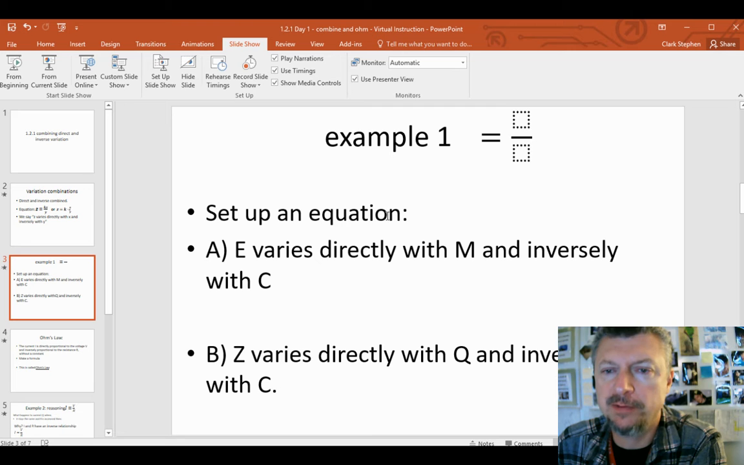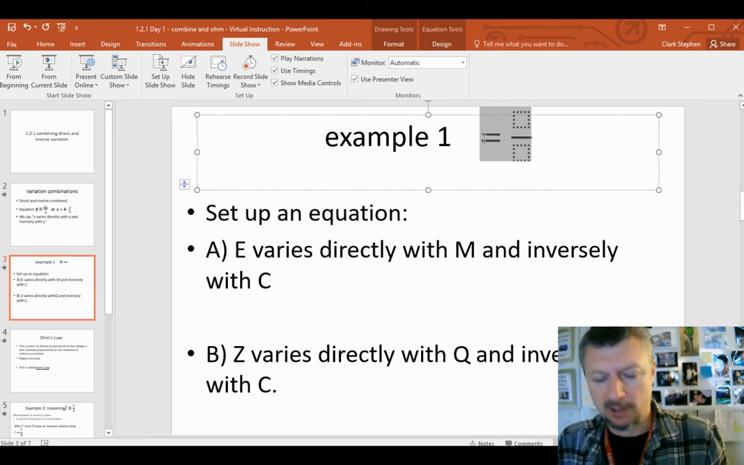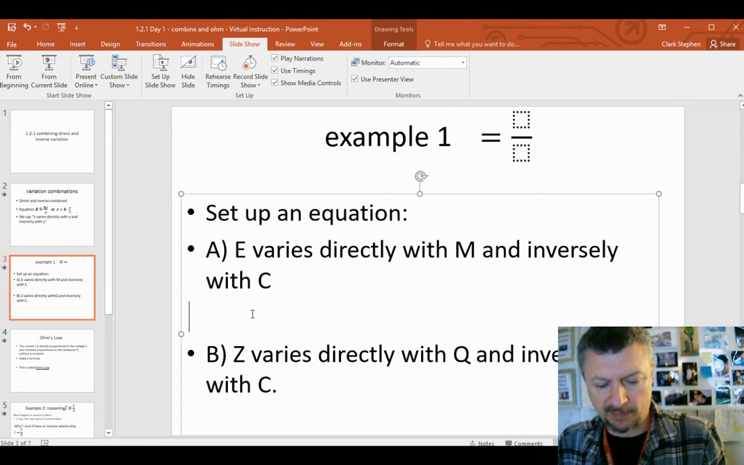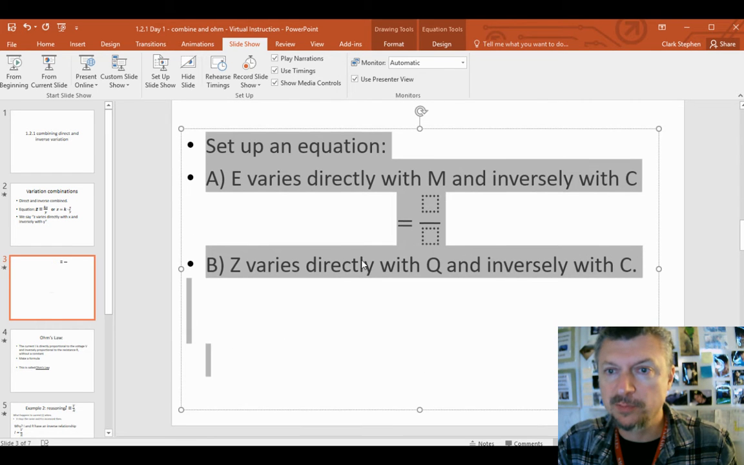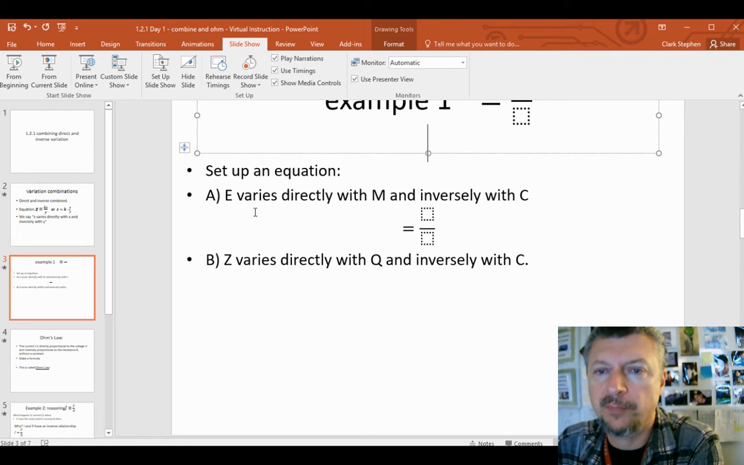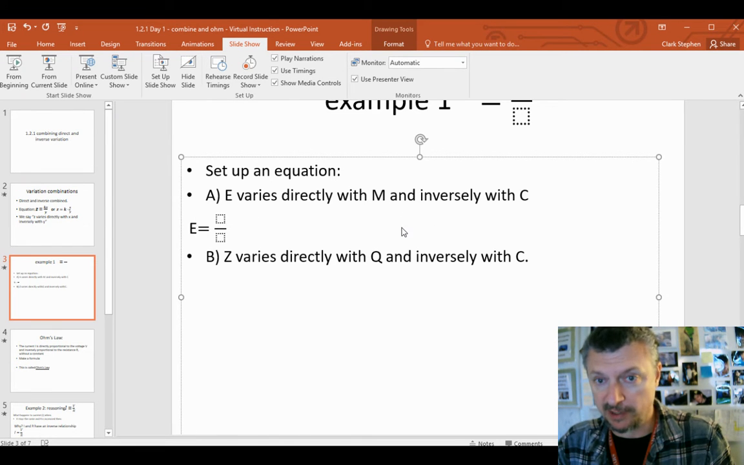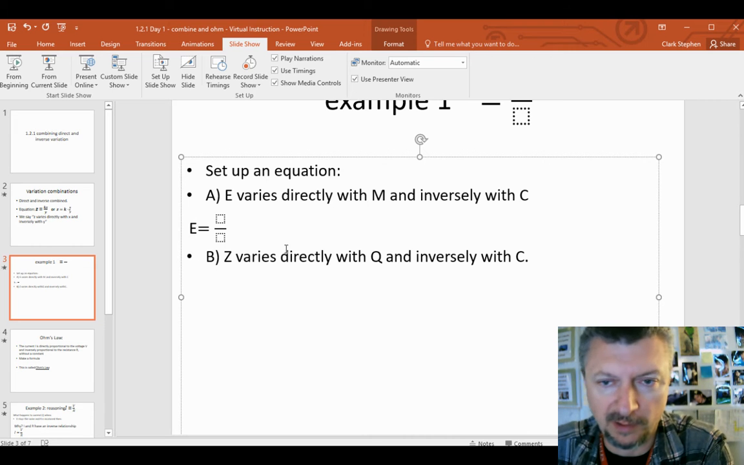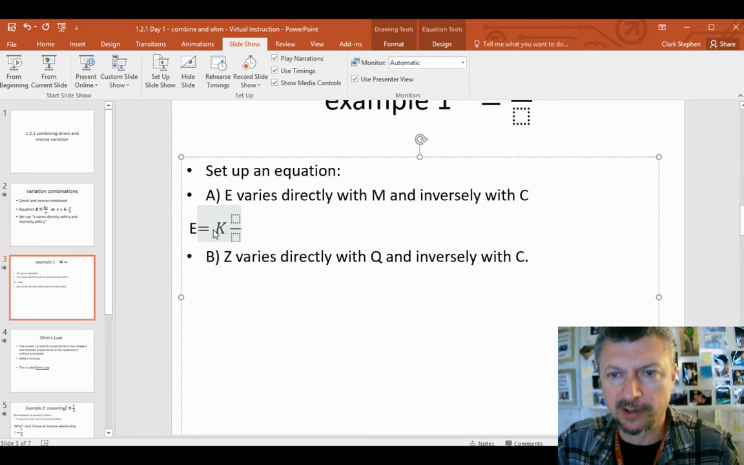So set up an equation. E varies directly with m and inversely with c. Okay. So I'm going to copy this little template I made here, a little smaller. Okay, so E varies directly with M and inversely with C. So E is going to be on the left side of the equals. And then there could be a K out front, so we're going to put a K out front there.